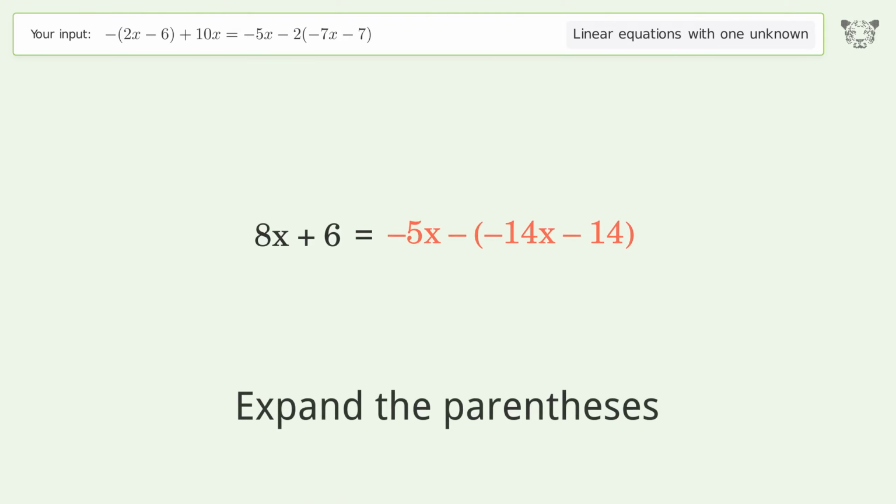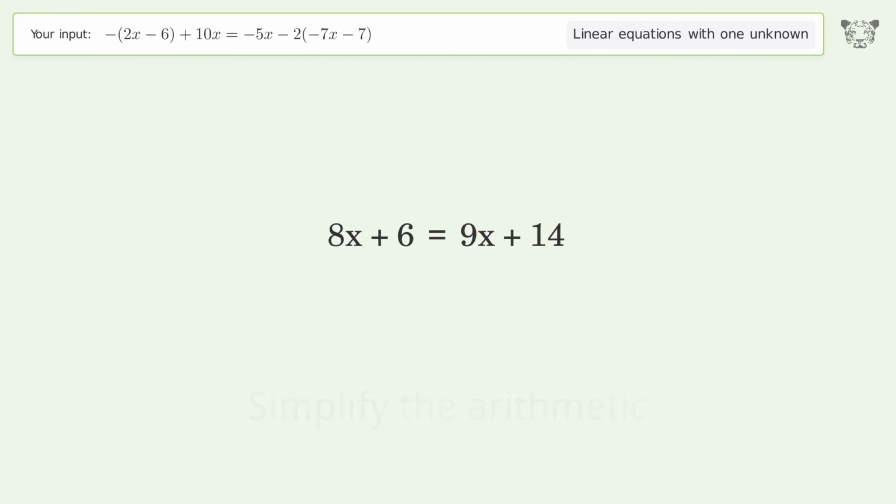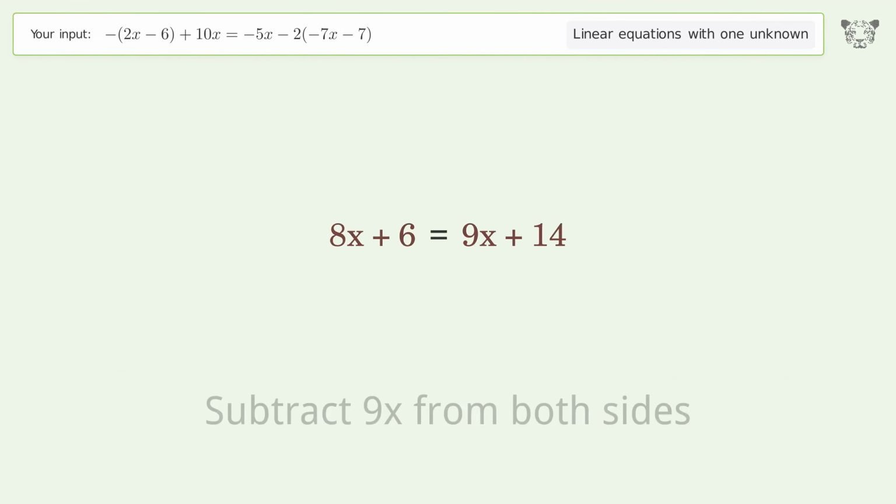Expand the parentheses. Simplify the arithmetic. Group all x terms on the left side of the equation. Subtract 9x from both sides.